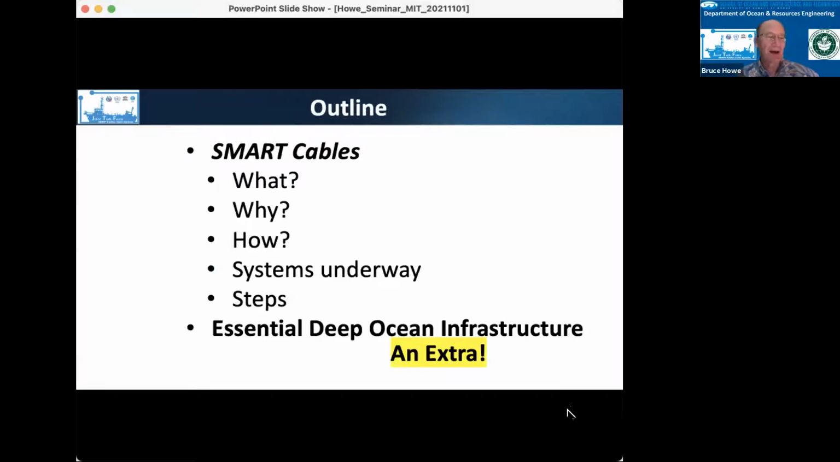Here's my outline. Kind of a standard one: what, why, how, and describing some systems underway and the steps we're taking. And then I've actually added a little here, essential deep ocean infrastructure, sort of as an extra. And I'm going to ask you, before I actually get in that section, what you think the essential infrastructure is. So you can put that in the chat window.